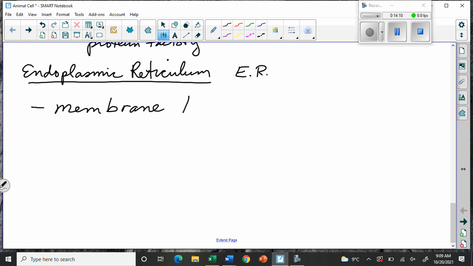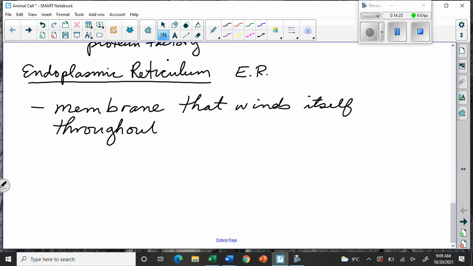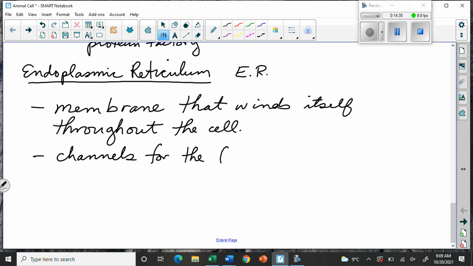The membrane winds itself through the cell. Throughout the cell. So in our picture, remember, we only drew it in a few spots, but really it's all through the cell. And this membrane then forms channels for the flow of molecules.